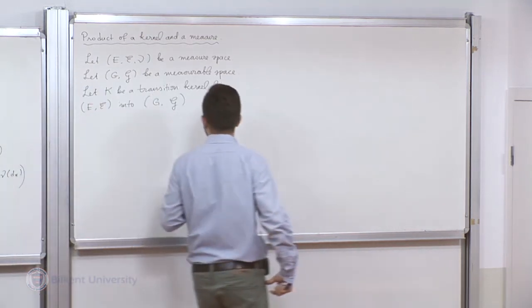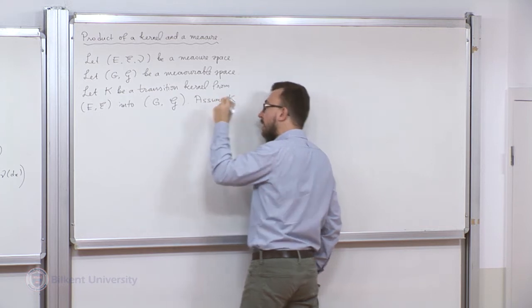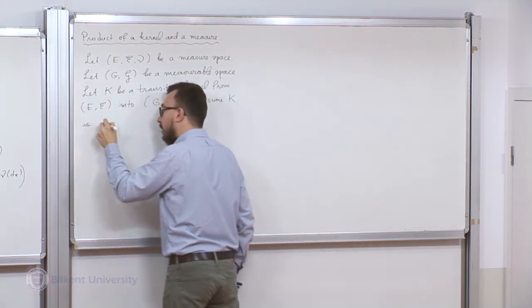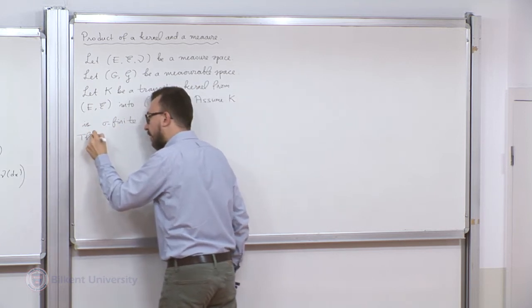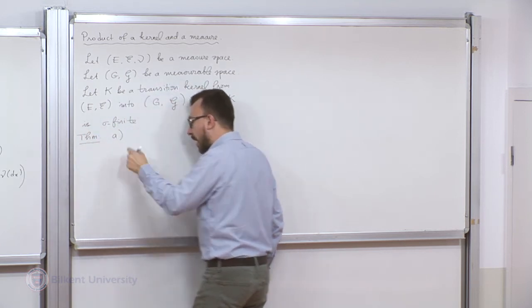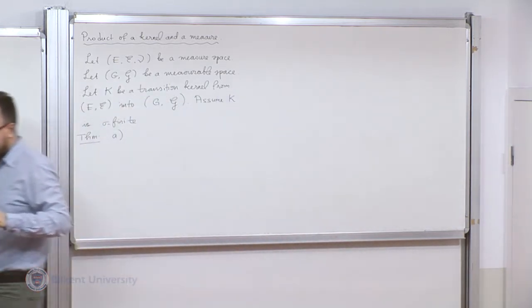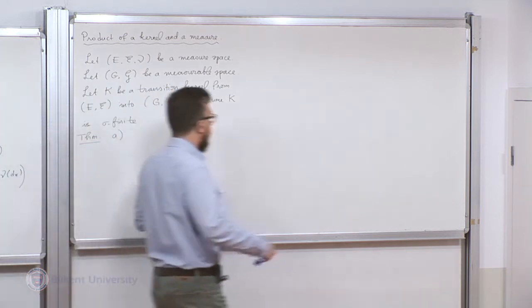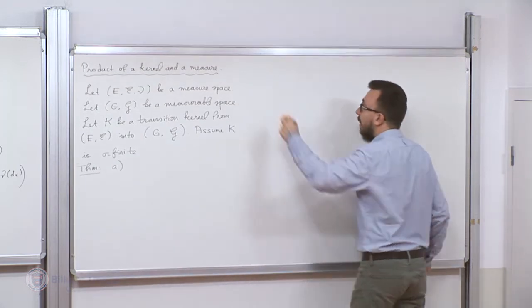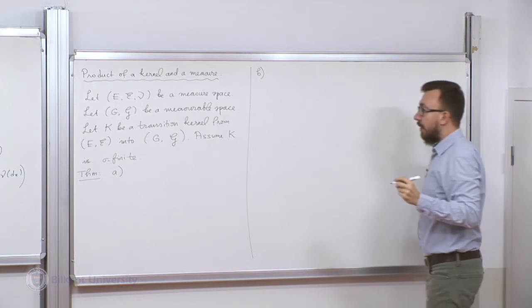And we assume K is sigma finite. So here comes the theorem. I'm going to state the A part later. First, I'm going to write down what we have in the B and C parts. And it's going to be clear what we should have in the A part. Okay? So here's part B of this theorem.